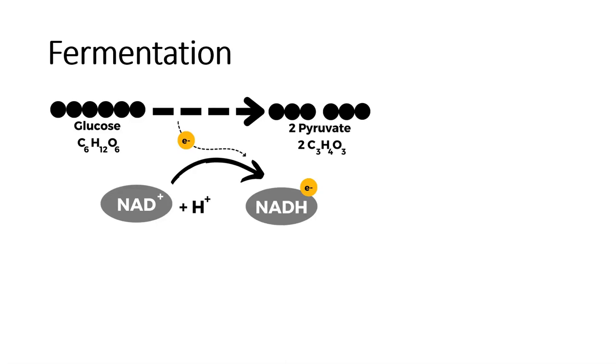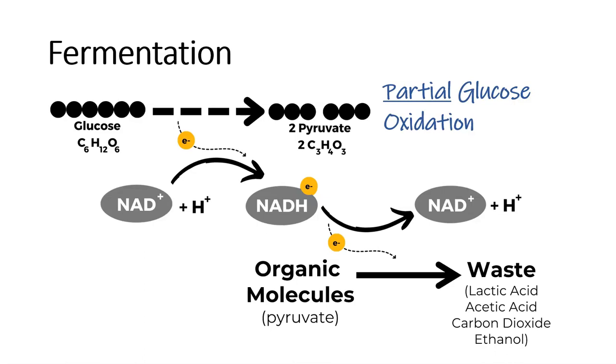So glucose oxidation produces those reduced electron carriers like NADH. Remember my dump truck analogy? Those electron carriers must have a way to get rid of those electrons so that oxidation of glucose can continue. This is where fermentation comes in. Fermentation allows for the regeneration of NAD. So we have the partial oxidation of glucose coupled with the reduction of organic molecules.